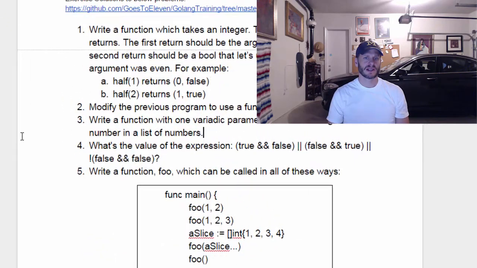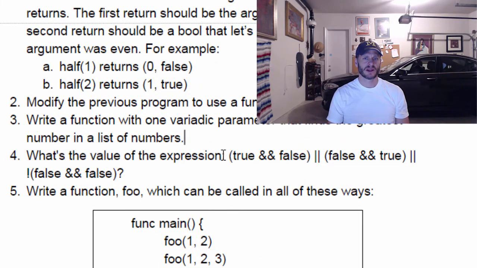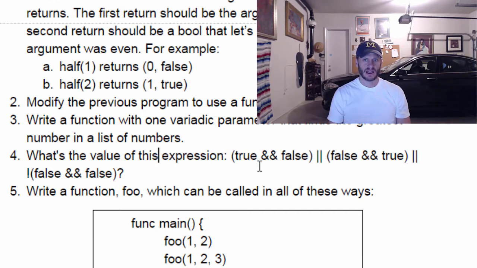And the way this problem is articulated is, what is the value of this expression? I'm going to change that to this. True and false, false and true, and not false and false. So what did we learn? If I want cake and ice cream and you don't have both, I'm not happy. So this evaluates to false.